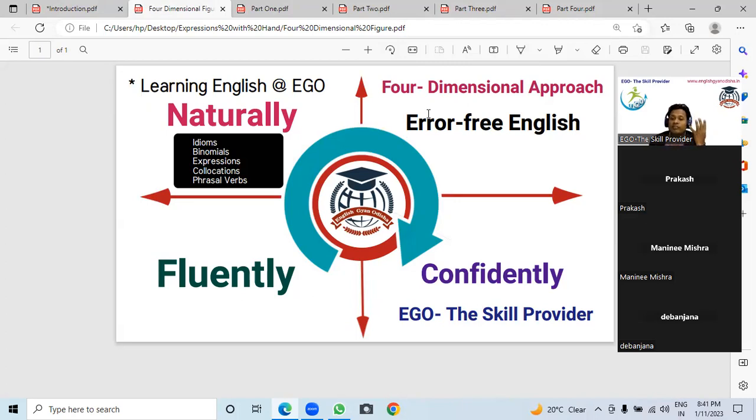We call it 4 benefits. Yes, virtually we are going to give you. The first one is you are supposed to speak error-free English.